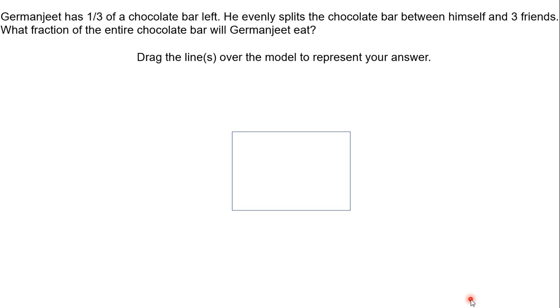Now let's try dividing whole numbers and fractions. Jermanjeet has 1/3 of a chocolate bar left. He evenly splits the chocolate bar between himself and 3 friends. What fraction of the entire chocolate bar will Jermanjeet eat?